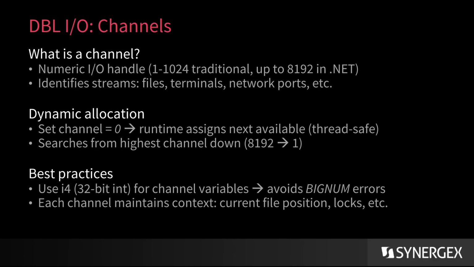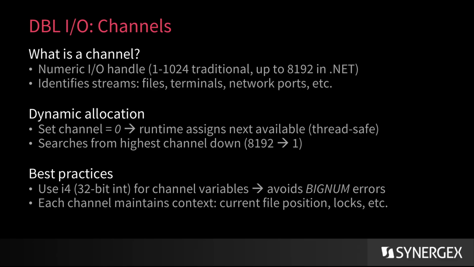That's right, that range should be large enough for all your projects, but with DBL, you're also able to have dynamically allocated channels. Is that right? Exactly. If you set your channel variable to 0 before you open a file, the runtime just finds and assigns the next available channel number for you. And because it's the only truly thread-safe way to manage I/O handles in DBL, this is how you take a monolithic, decades-old application and make it work in a modern concurrent environment without a complete rewrite of its logic.